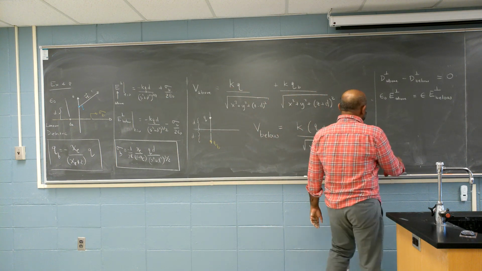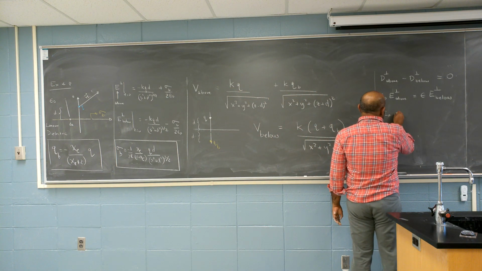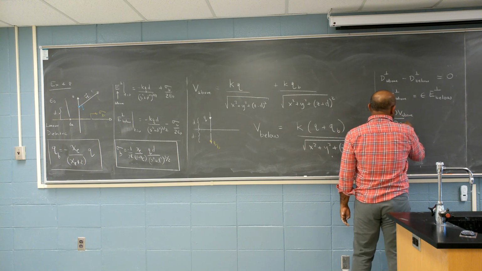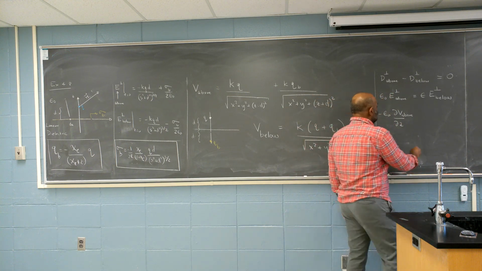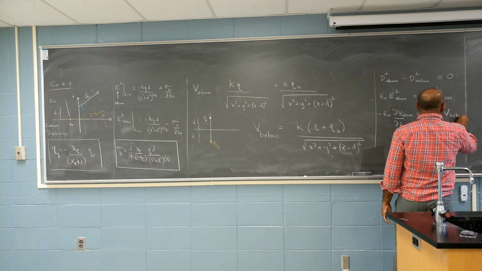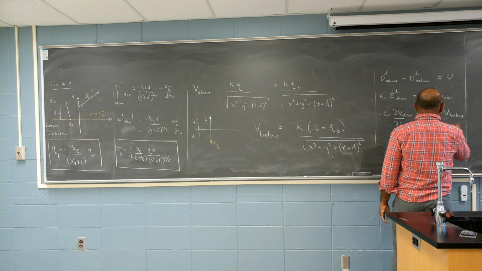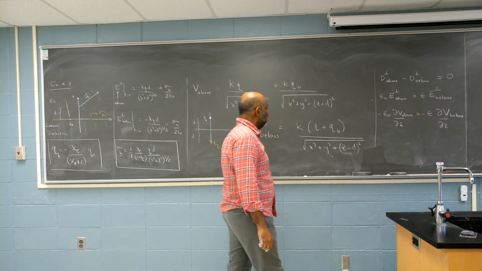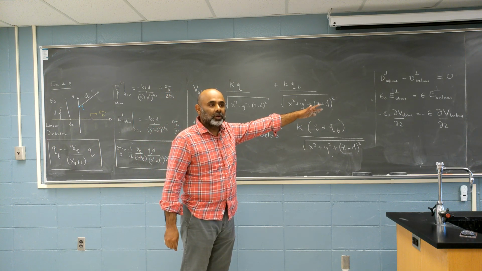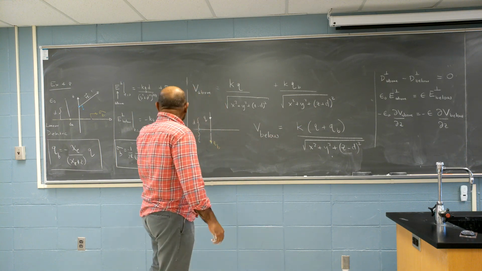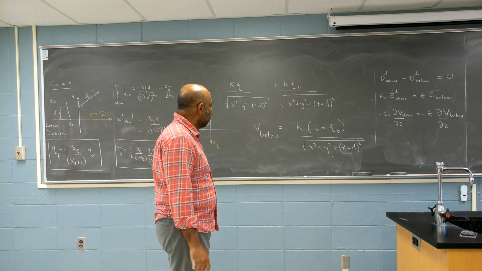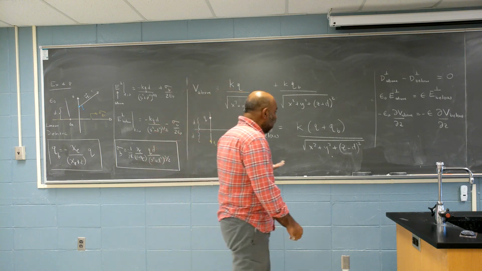I can do slightly better. Minus epsilon naught dV above over dz is equal to minus epsilon dV below over dz. You can play with all you want. If I get this to work out, we're good to go. Then the boundary conditions will be satisfied. They're all coming from the same place. All I have to do is evaluate it at z equals 0.